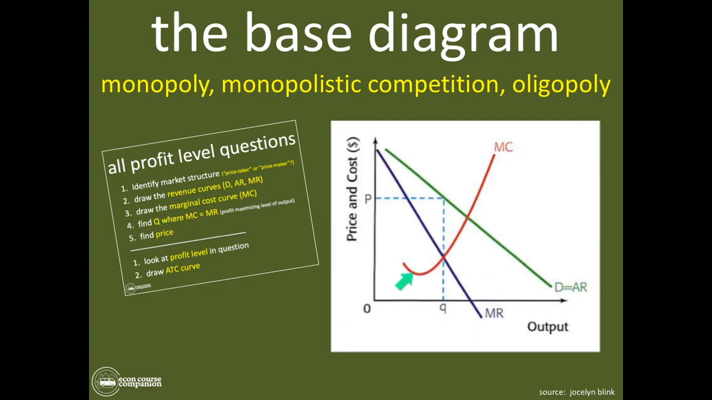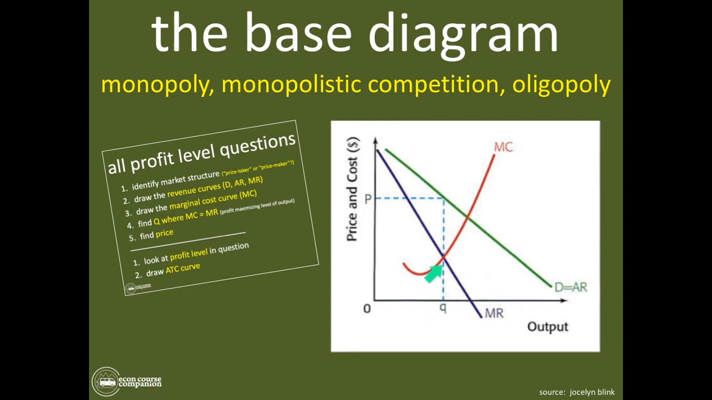Then what's number 3? Draw your marginal cost curve. Remember, this is the most important curve on the whole thing. It tells you so much information. Then what? You need to find the profit maximizing level of output. That is where MC equals MR, and I need that quantity. Wow, this is exactly like the other diagram, except it looks a little bit different because it's not perfectly elastic and it's downward sloping.